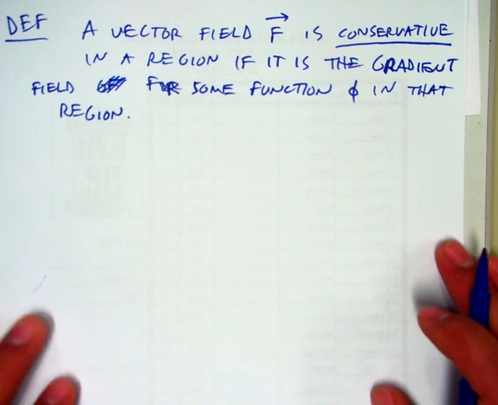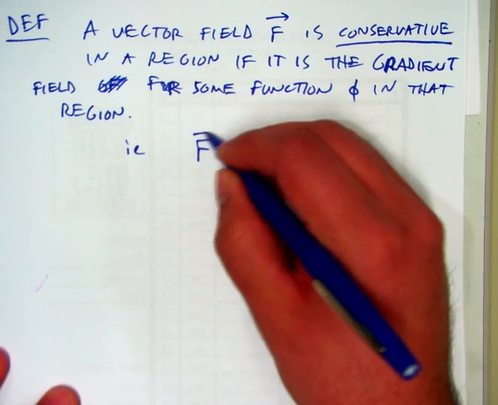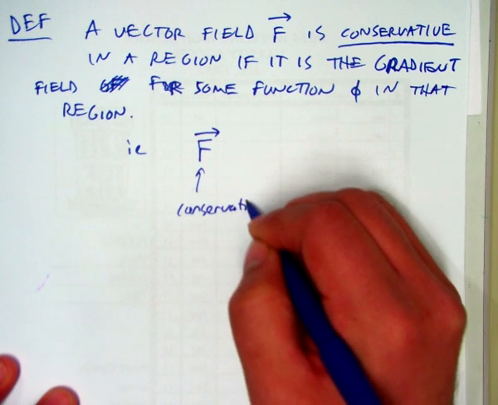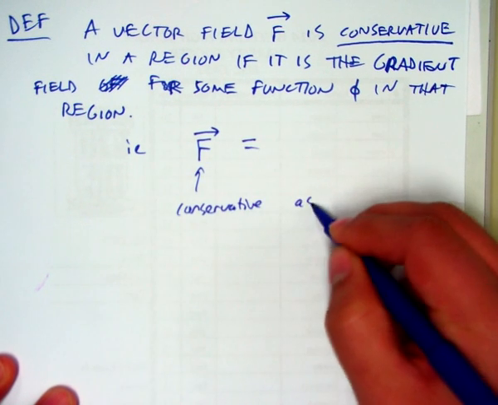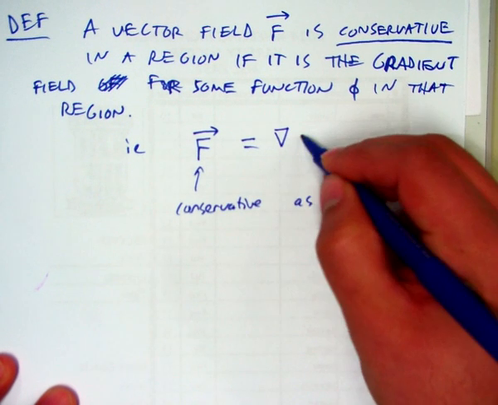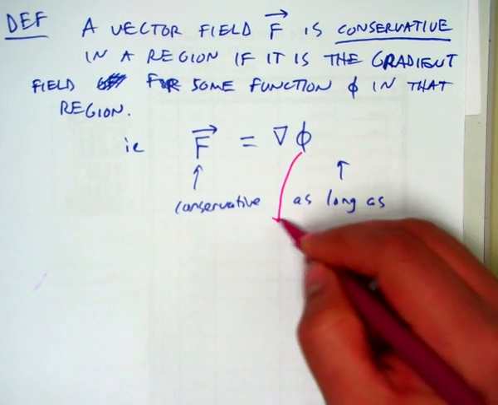So here's what this means. We say that this is conservative as long as it's the gradient of some function phi. Okay, so that's what the definition of conservative is. This phi has a name. It's called the potential function.